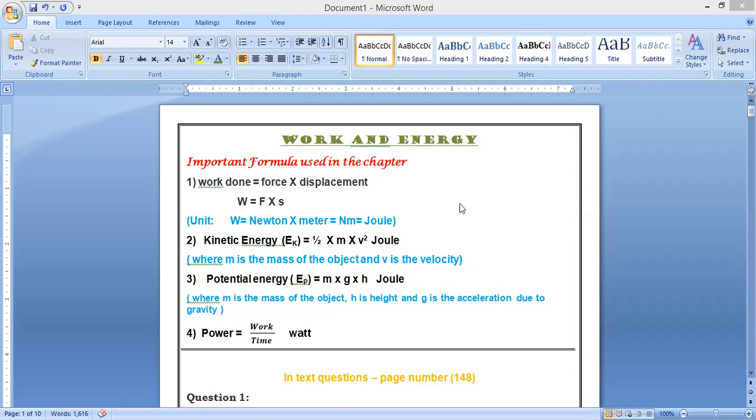In the Work and Energy chapter, the important formulas used are: work done is equal to force into displacement. Whenever work is done, force should be applied and the object should be displaced. Second formula is kinetic energy, Ek is equal to half mv square, and the unit is joule.